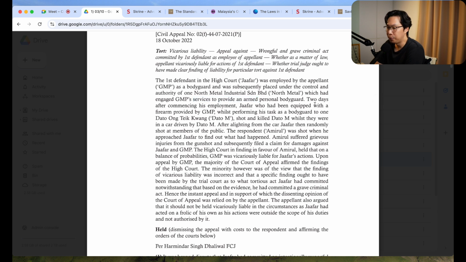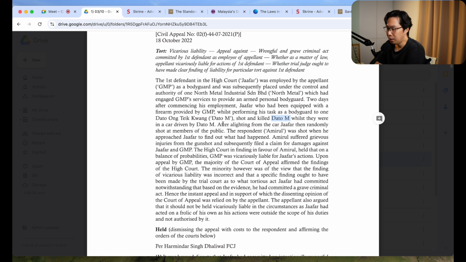So he has a gun. Two days after commencing his employment, Jafar was equipped with a firearm. So he was tasked to protect Dato' Ong. Okay? Bodyguard to one Dato' Ong. Then, Dato' Ong and Dato' M went out together. So, of course, the bodyguard will follow because he protects Dato' Ong. I think Dato' M was the one driving or Dato' Ong is the one driving. And he asked the bodyguard to sit behind the car.